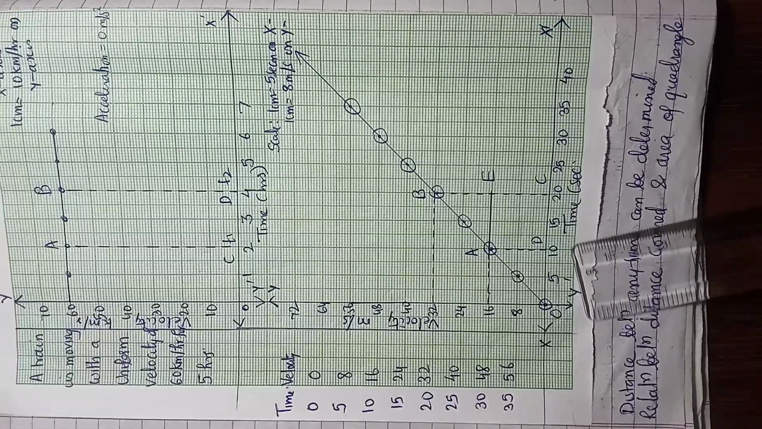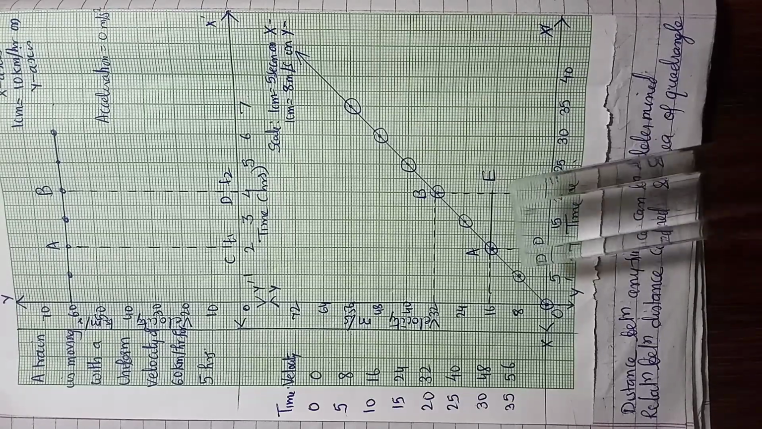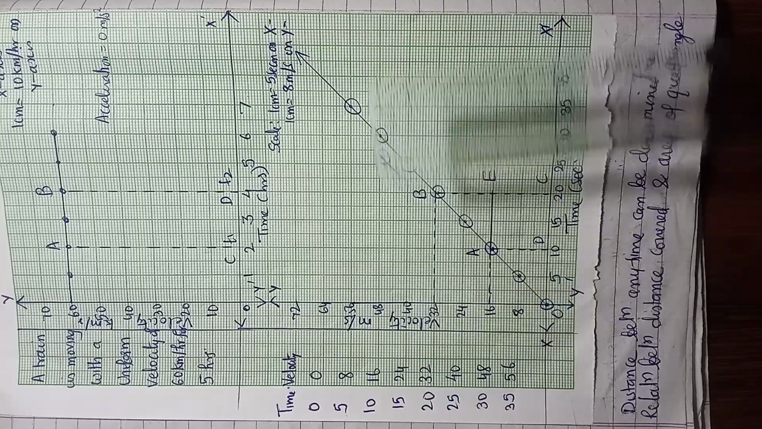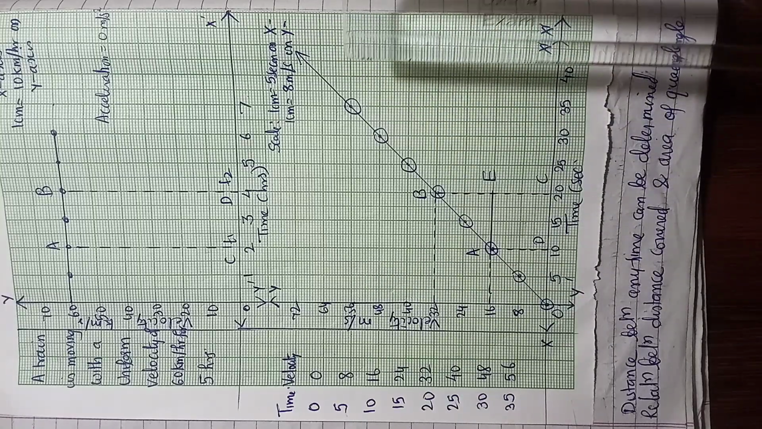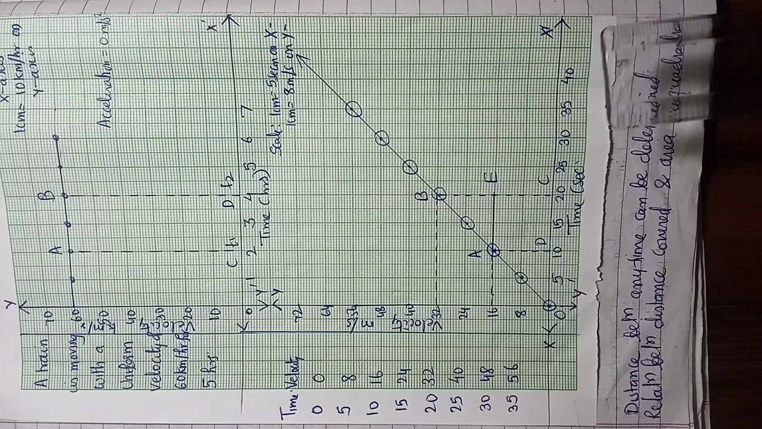Here on the x-axis, we have to plot the time in seconds. On the y-axis, we have to plot velocity in meter per second. Don't forget, whenever we are drawing a graph, we have to write the scale also. Without a proper scale, it is very difficult to plot the graph.